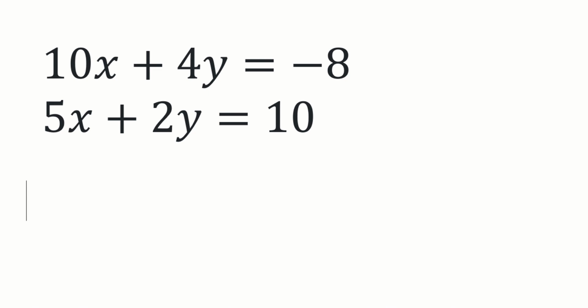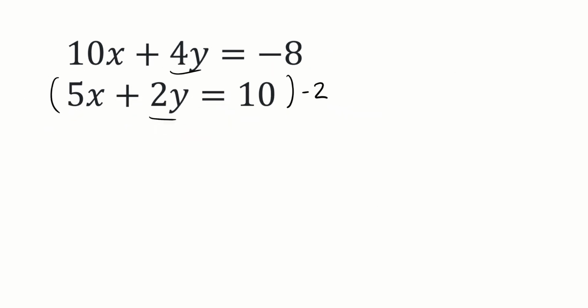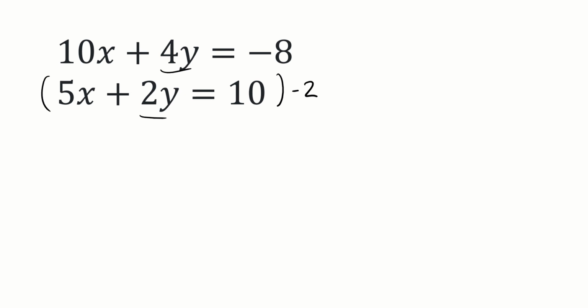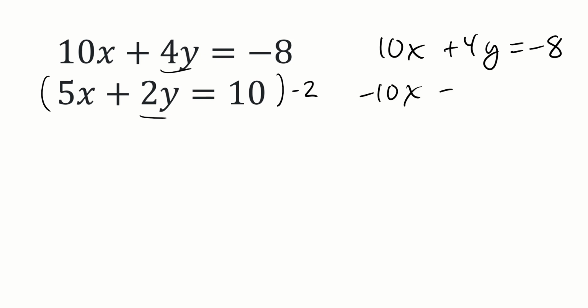So this system, it turns out, I think I can multiply just the second equation by -2. So I'm thinking about getting rid of the y's. So I'm going to multiply this equation by -2. And when I do that, the top equation is still 10x plus 4y is -8. And the bottom equation is going to become -10x minus 4y equals -20.